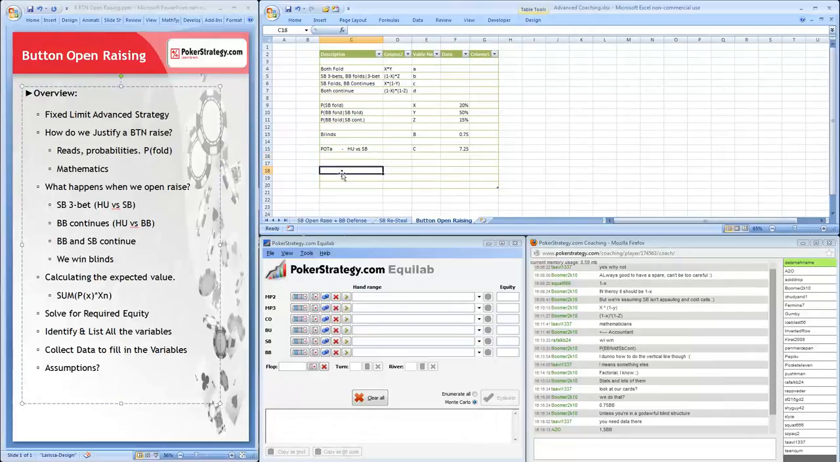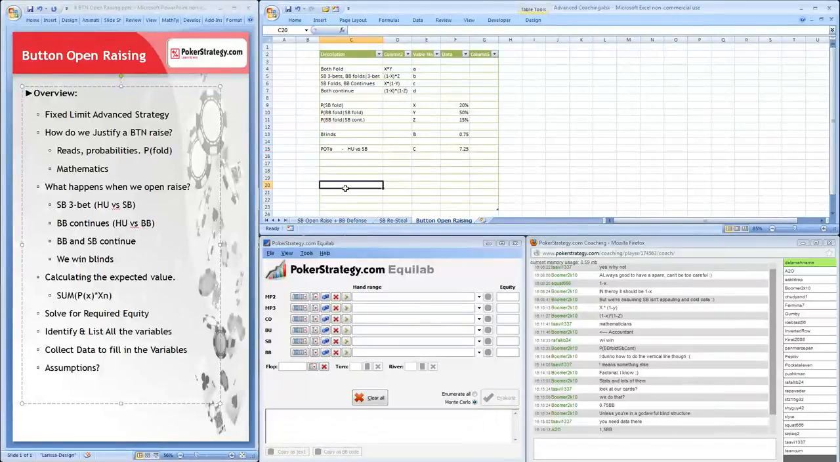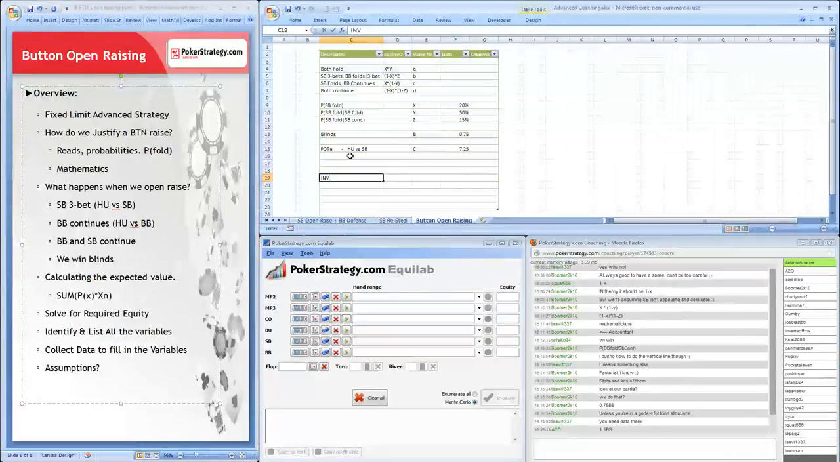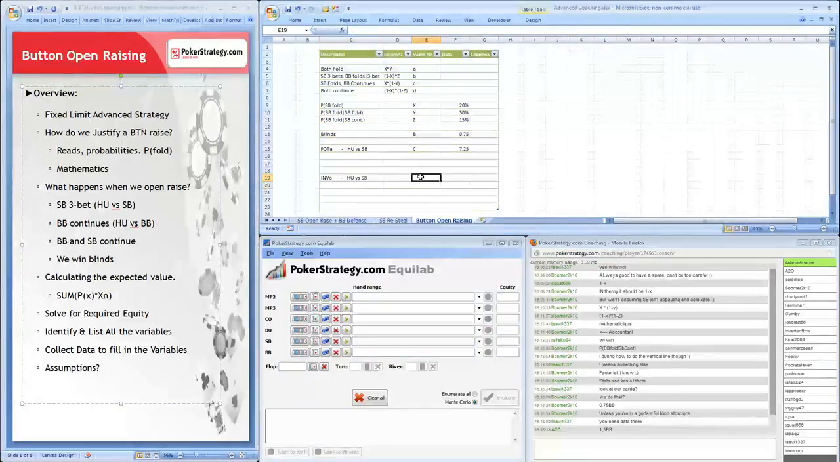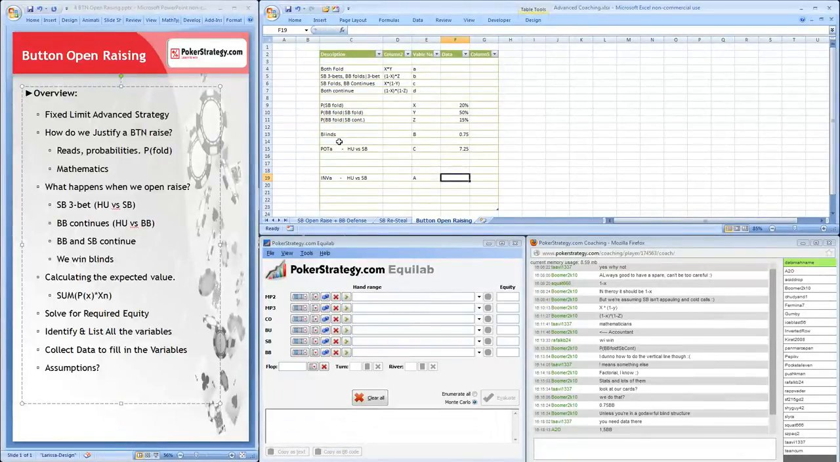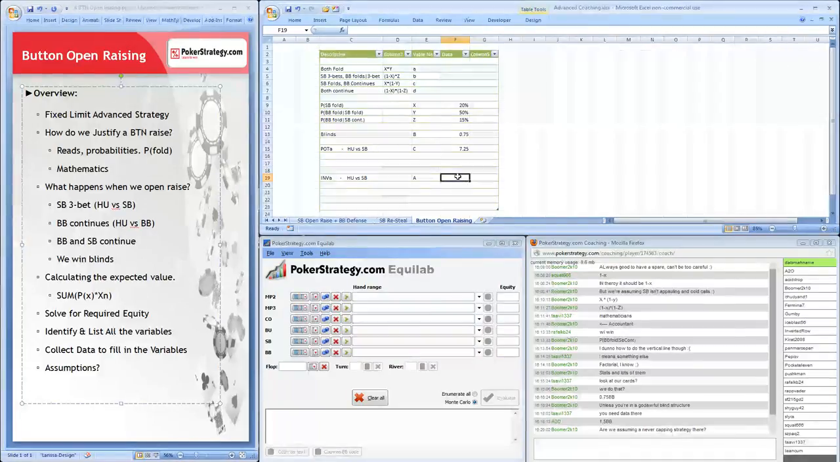Now, I've already hinted to the idea that we're going to want to look at our investment in the hand. That's something else we're going to need to calculate the expected value here. So let's put those in. So we can have investment A, similar to pot A, and this will be the situation where we're heads up versus the small blind again. Let's give it a variable name. We'll call it A. Now this is going to be somehow related to the size of the pot here. We don't exactly know what it is yet, but we're going to have to calculate that. So we'll come back to that later on.